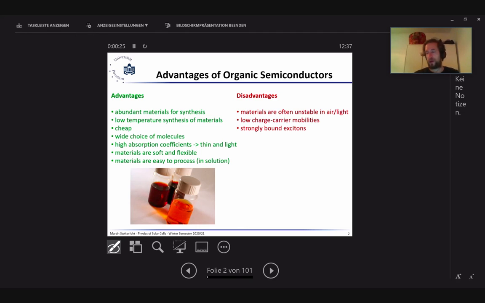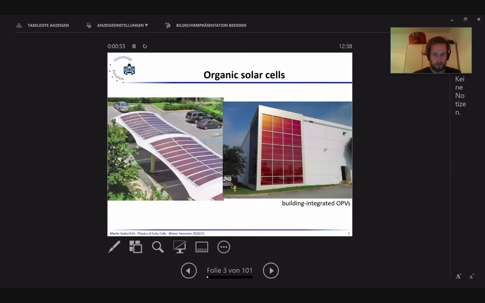So as with other technologies, there are advantages and disadvantages. Advantages of organic semiconductors are typically low temperatures, cheap, very thin, soft and flexible, and so on. You have heard all of this many times. Of course, disadvantages: low mobility, often unstable in air, and strongly bound excitons, which creates a whole lot of problems. These are examples of organic semiconductors and organic solar cells applied.